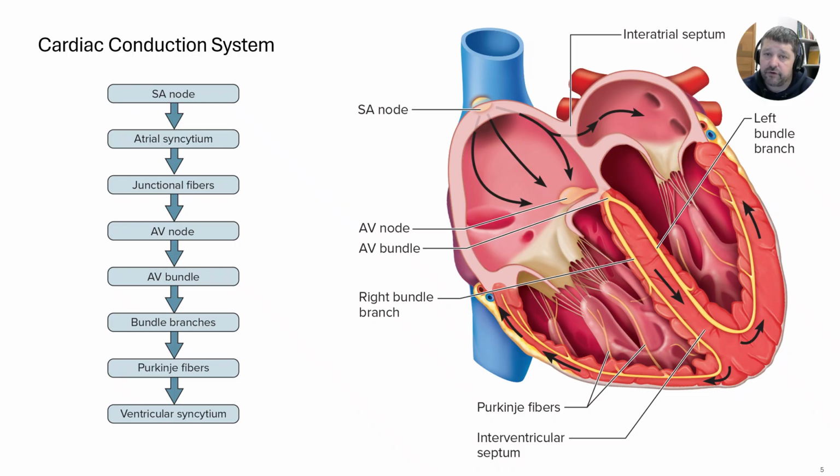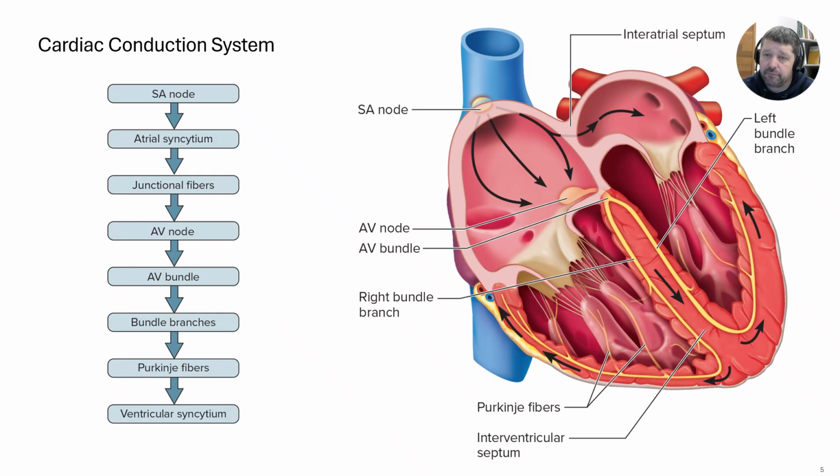Okay? When it does, it'll move through the muscle fibers across the interatrial septum. Okay, so it can move across the septum, so both left atria and right atria can be contracting at nearly the same time. Okay? That electrical impulse will move through the junction fibers into the AV node.